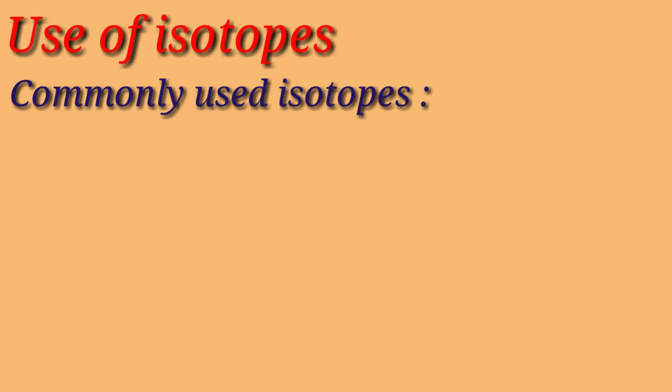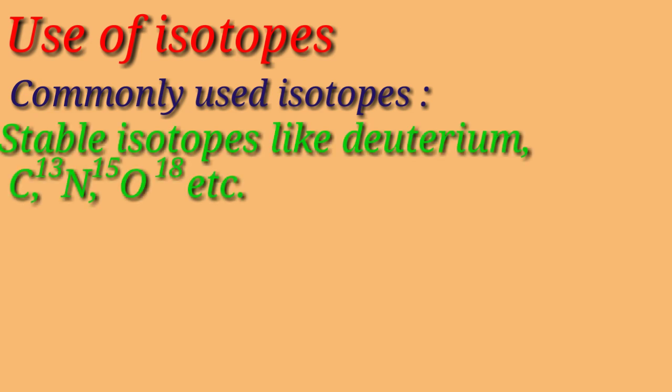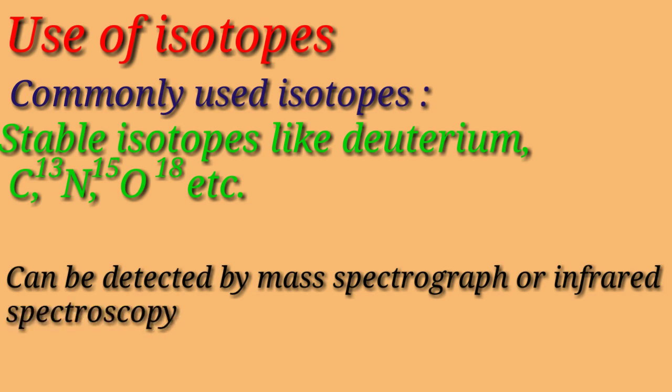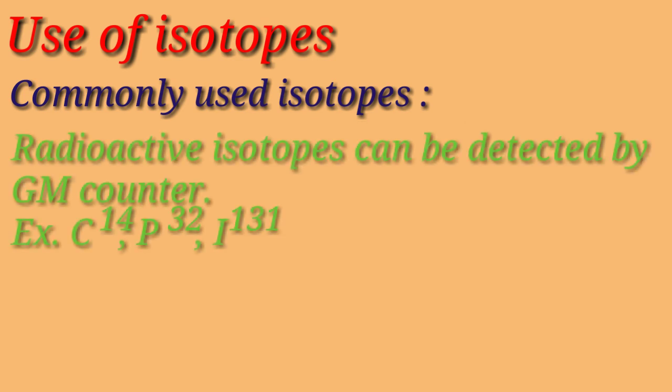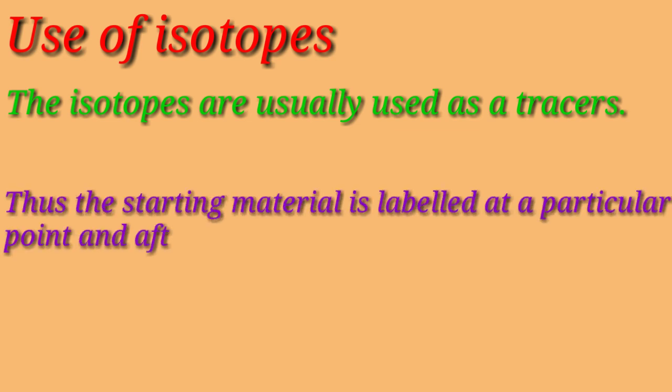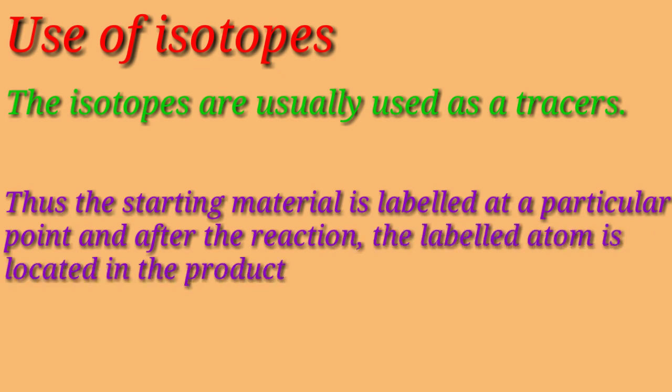The commonly used isotopes are stable isotopes like carbon 13, nitrogen 15, oxygen 18, etc. And these can be detected by mass spectrograph or by infrared spectroscopy. Whereas radioactive isotopes can be detected by GM counter, for example carbon 14, phosphorus 32, iodine 131, etc. The isotopes are usually used as tracers. Thus, the starting material is labeled at a particular point, and after the reaction, the labeled atom is located in the product.